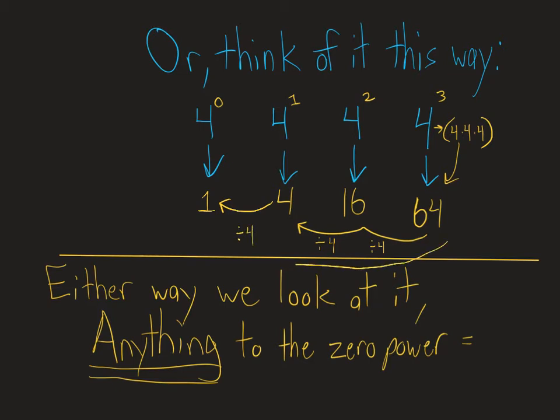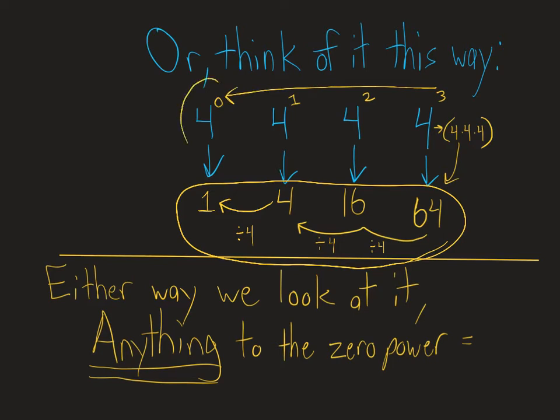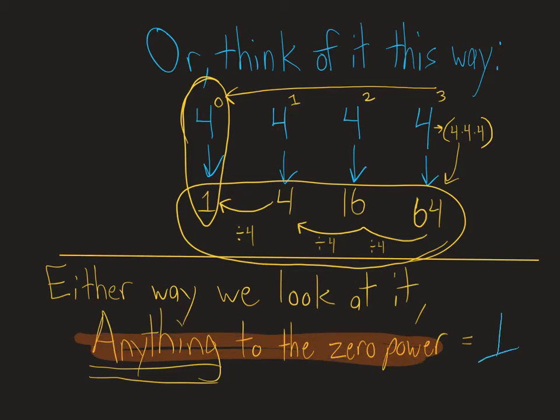So whatever makes sense to you, however you want to look at it, as you reduce your exponents down to 0, anything to the 0 becomes 1. Okay, so there it is right there. Anything to the 0 power equals 1. That's a variable, that's any number, that's a negative number. They all just become 1.